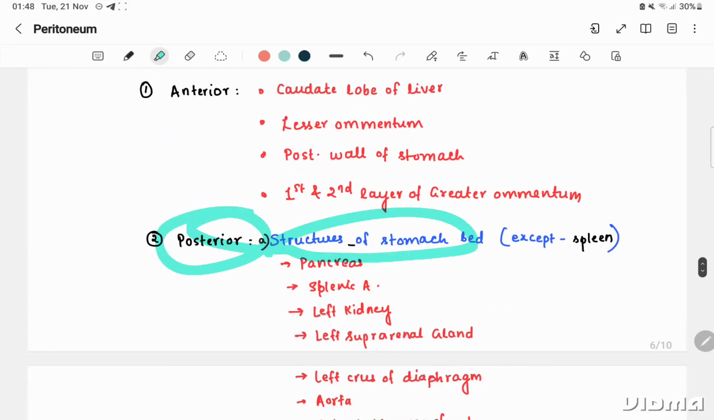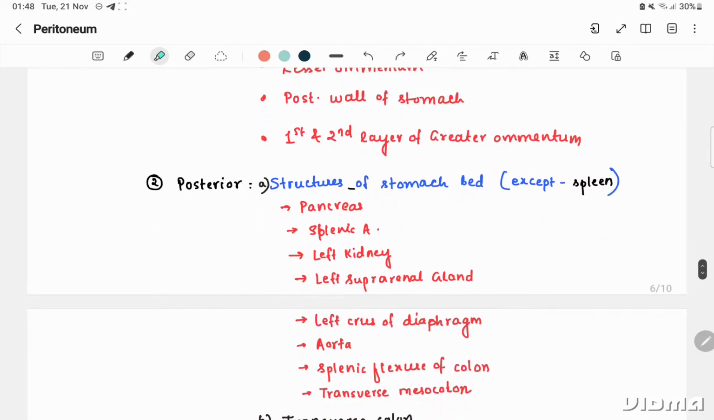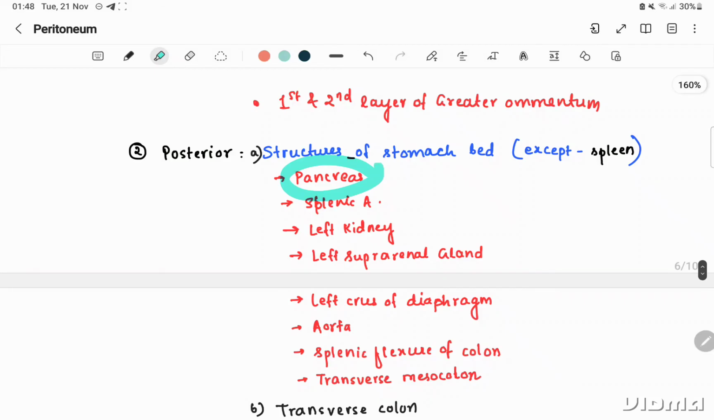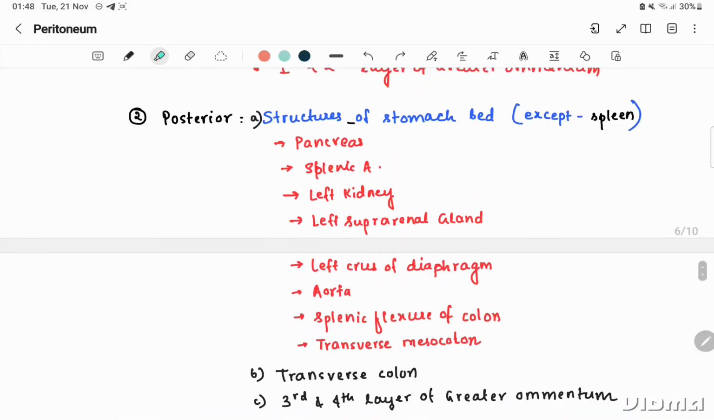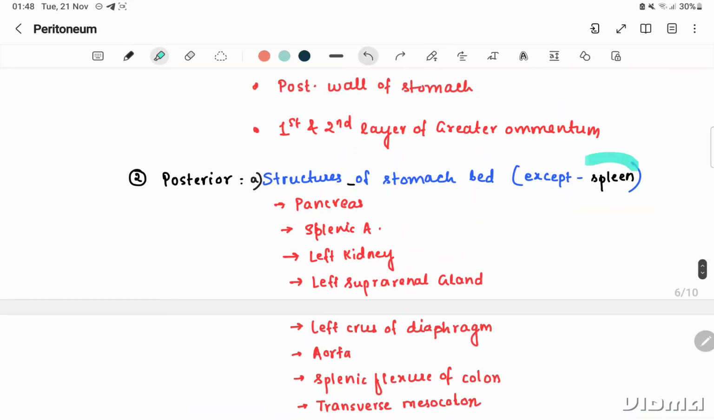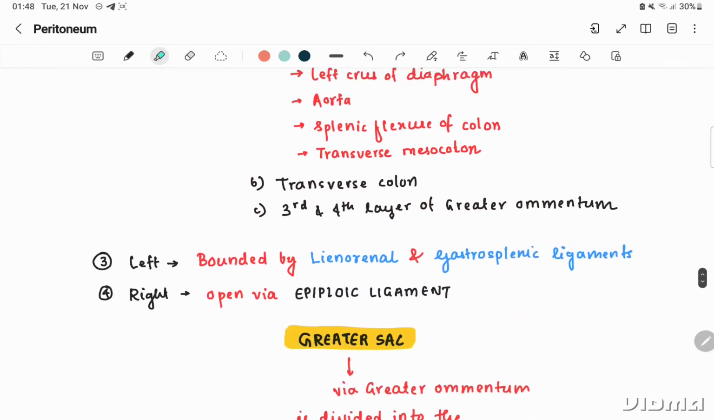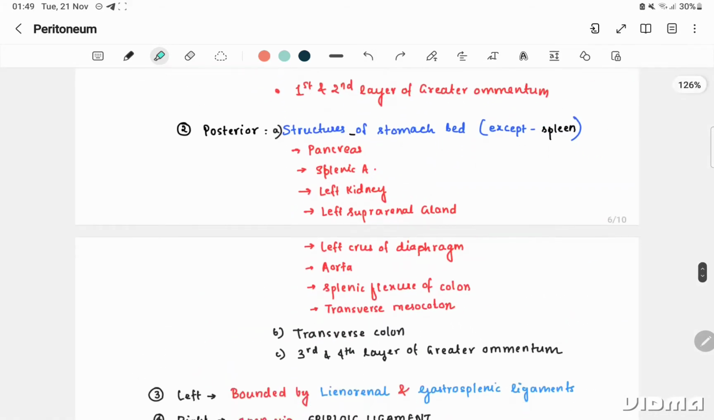So the structures of the stomach bed are your posterior relations. What are the structures of your stomach bed? You have the pancreas, the splenic artery, the left kidney, the left suprarenal gland, the left crus of diaphragm, the aorta, splenic flexure of colon, and the transverse mesocolon, and spleen also, but spleen is not present posteriorly. Then the transverse colon, and the third and fourth layer of your greater omentum. These are forming a posterior layer.